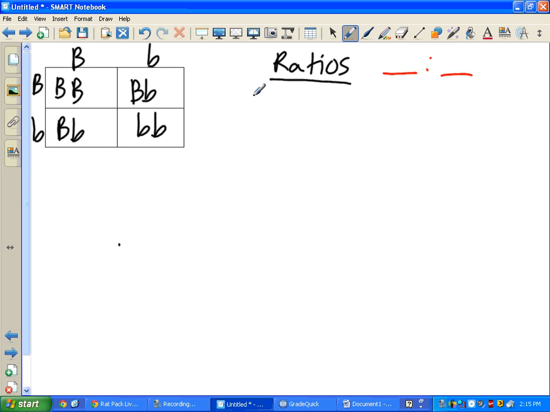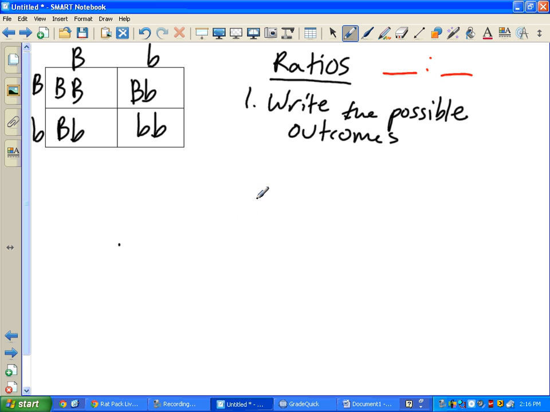So there are some steps to make this a little bit easier to follow. The first step you want to do is decide and write down the possible outcomes. So if it's asking you for a genotypic ratio, write down all the possible genotypes. If it's asking you for a phenotypic ratio, write down all the phenotypes. So let's do phenotypic first.